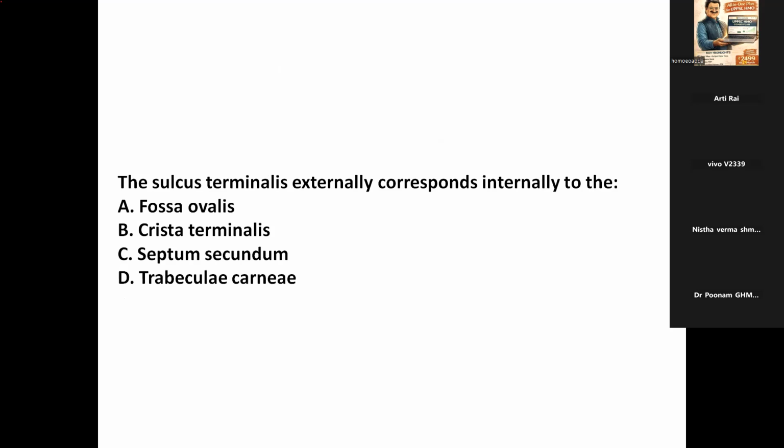The sulcus terminalis externally corresponds internally to the crista terminalis, correct. You see, the sulcus terminalis is the groove on the external side, which is because of the presence of the crista terminalis, which is a ridge on the inner side.